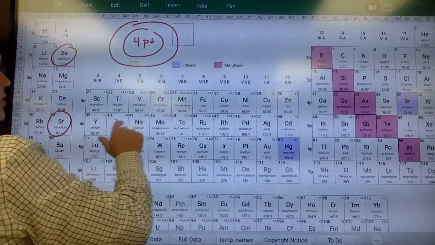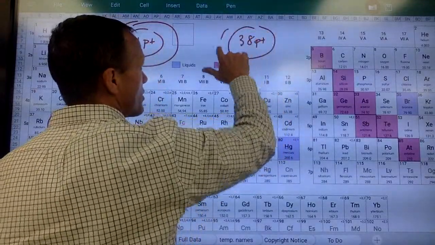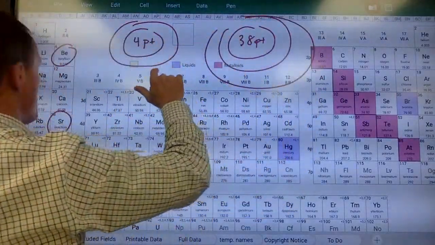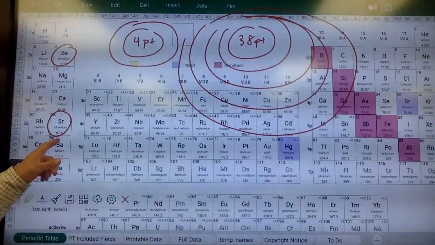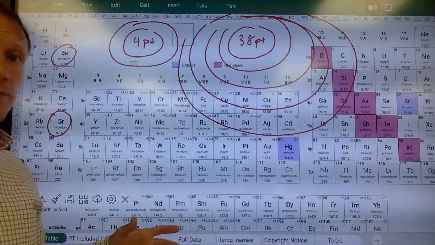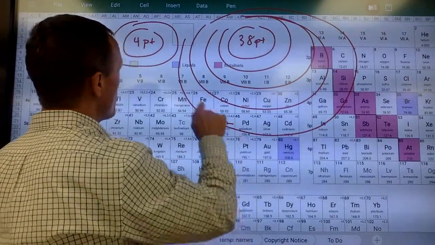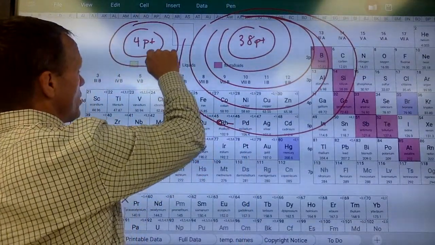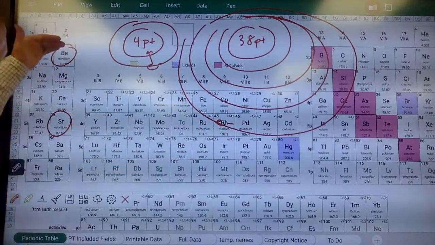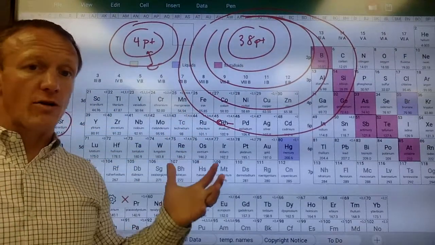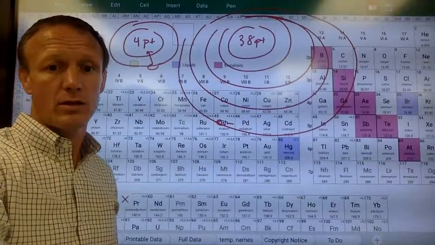Compare that to strontium, which has 38 protons in the nucleus. It's going to have 1, 2, 3, 4, 5 energy levels of electrons. Strontium is a substantially larger element. Even though it's got more protons, those protons can't pull on those electrons out here as well as these protons can pull on those electrons, because there's such a distance between them. So as we go down a family, the electron cloud gets larger, atomic radius gets larger, because the electrons are getting farther from the nucleus.